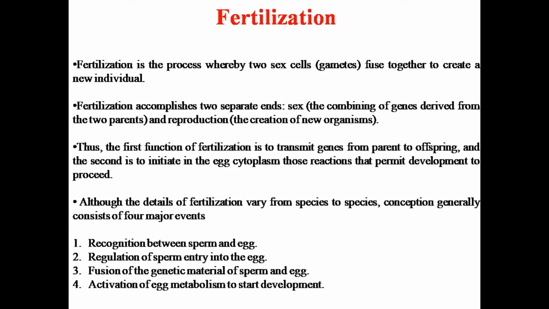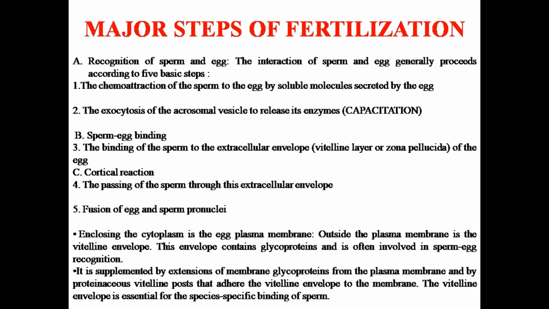The recognition of sperm and egg is a very important process in which, first of all, the sperm enters into the female body, and then the egg releases certain kinds of soluble molecules which are responsible for attracting the sperm towards the egg. Now, the next step is removal of the acrosome cap. The acrosome cap is released from the sperm, and now the sperm matures, after which the binding of sperm takes place with the outer layer of the egg. The outer layer of the egg is the zona pellucida. So, the sperm acrosomal enzymes dissolve the zona pellucida layer. Now sperm can enter inside the egg.